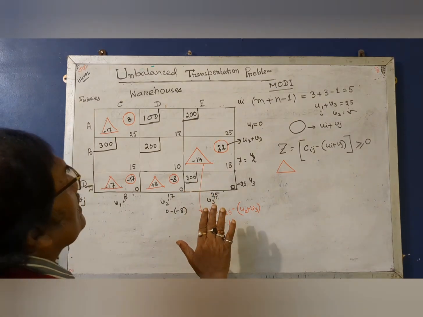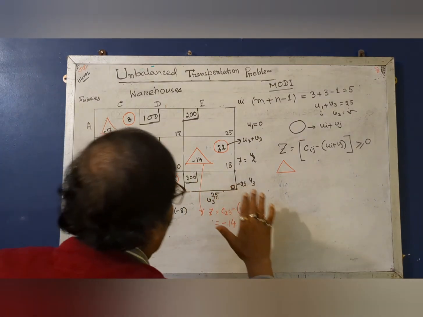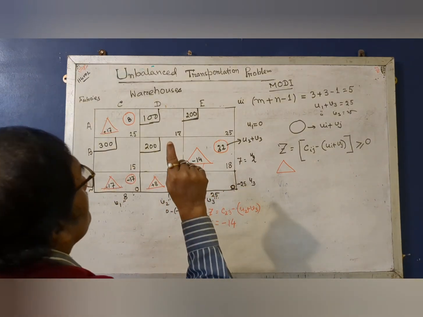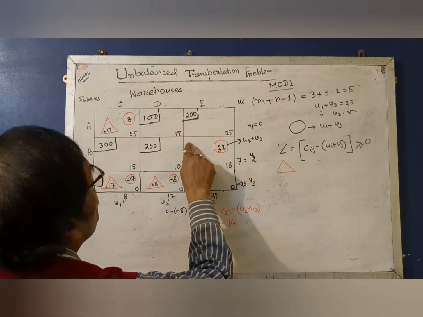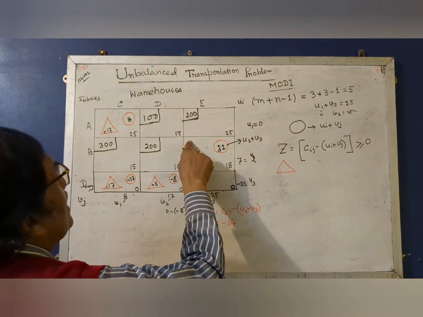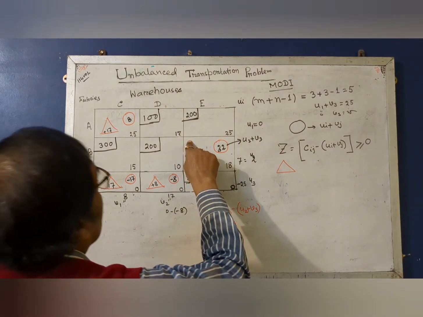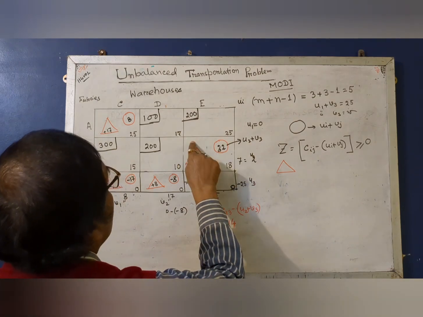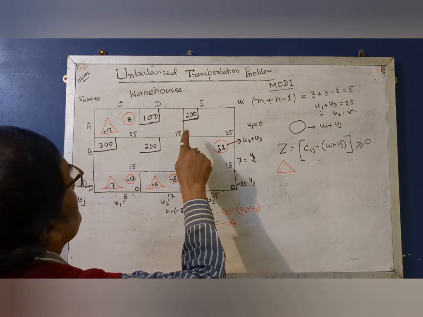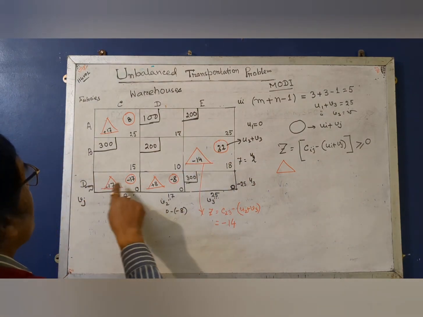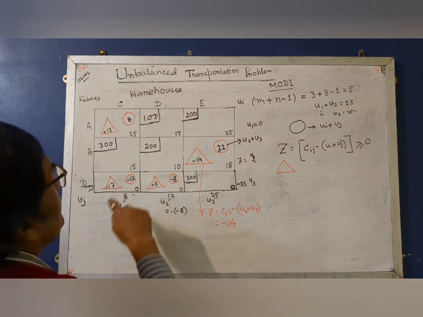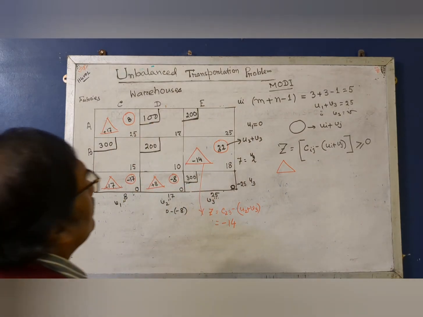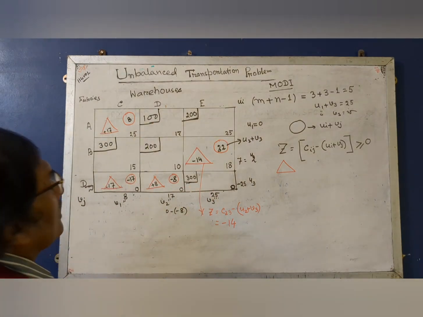So this indicates you have to proceed further. That means it indicates you should put the allocation here. That will be an advantage for you to reduce the transportation cost. You must put some allocations here. This indicates it, but not here. This is positive. Positive means no reduction of cost is possible in these cells.